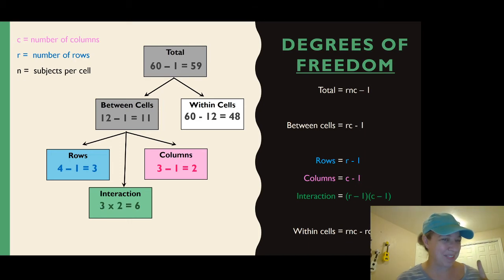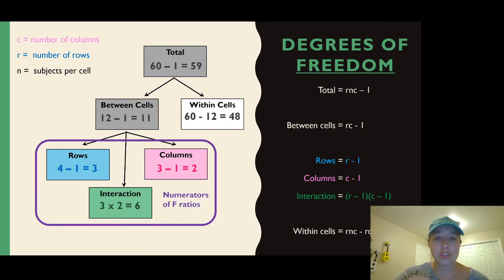6. That's the magic number here. And you can also use the formula: number of rows minus 1, number of columns minus 1, and multiply those 2 numbers. We had a 4 by 3. Subtract 1 from each of those. 3 times 2 gives you 6 for the interaction degrees of freedom.